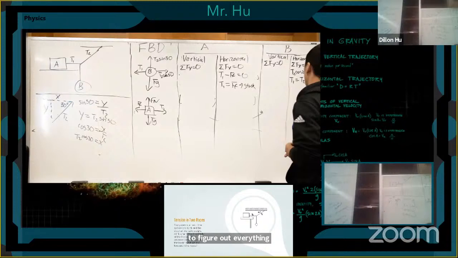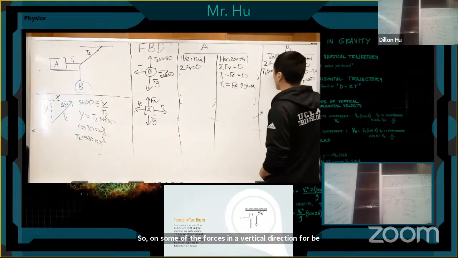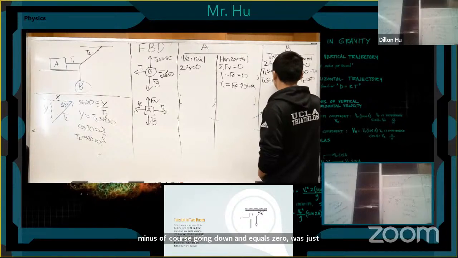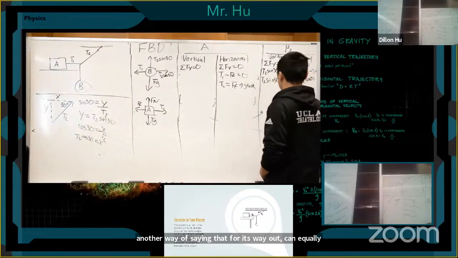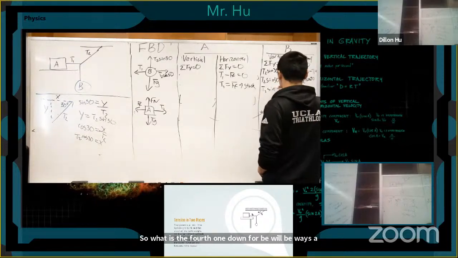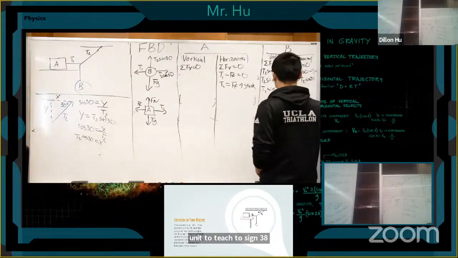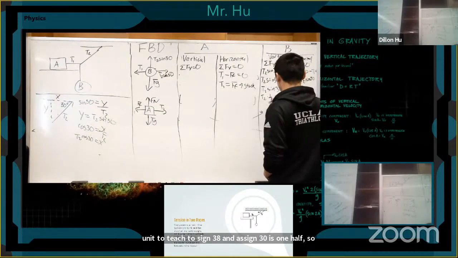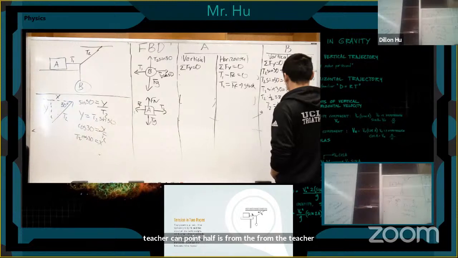The sum of all forces in the vertical direction for B is 0, which means the force going up, T2 sine 30, minus the force going down equals 0. That's just another way of saying the force going up should equal the force going down. What is the force going down for B? Well, B weighs 8 newtons. So T2 sine 30 should equal 8. Sine 30 is 1/2, so T2 times 1/2 equals 8. So T2 should equal 16 newtons.